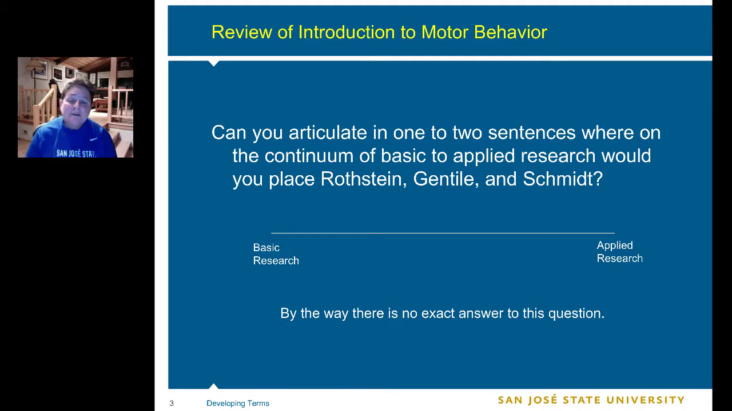So what I'd like for you to do is take a couple of minutes and articulate to yourselves in one or two sentences where you see Rothstein, Gentile, and Schmidt fitting on this continuum that I have here. Notice basic research is on one side, applied research is on the other side. Where would you put Rothstein, Gentile, and Schmidt in relation to each other? And by the way, there is no correct answer here.